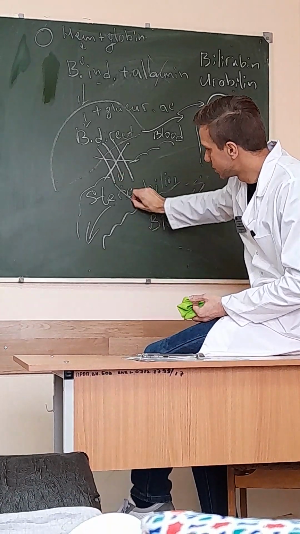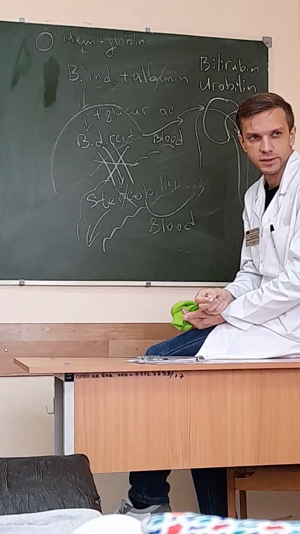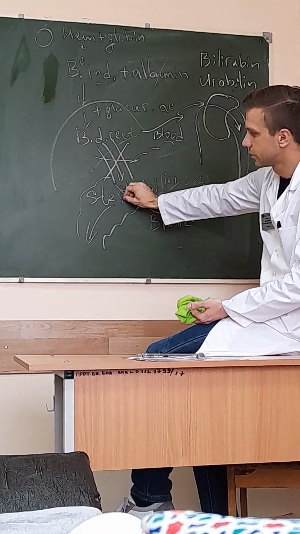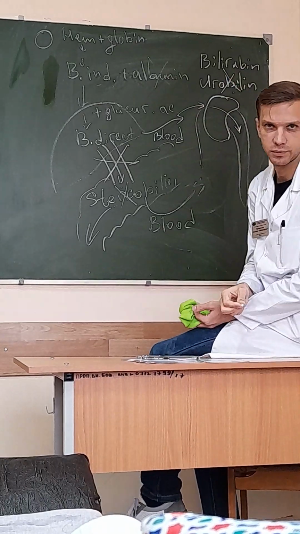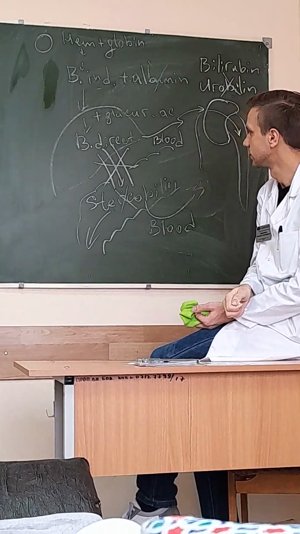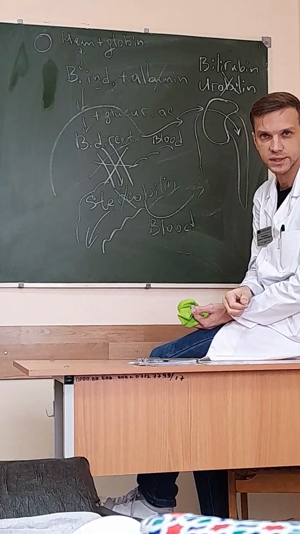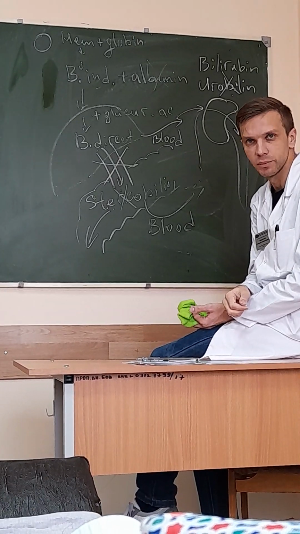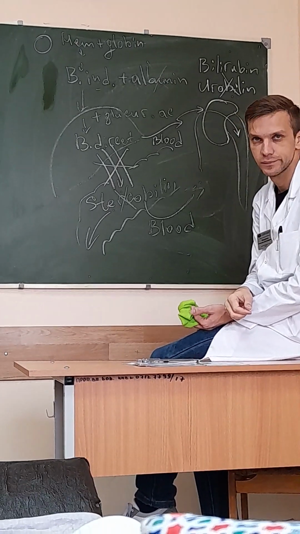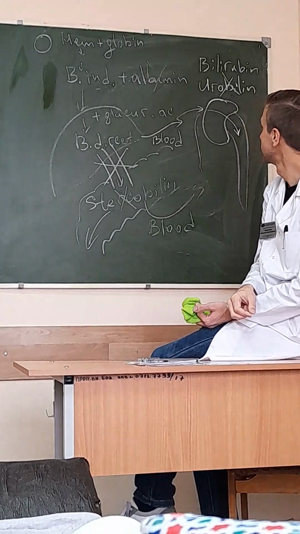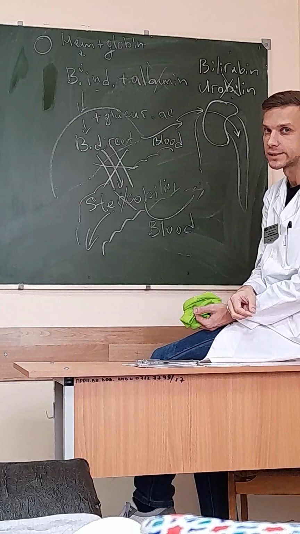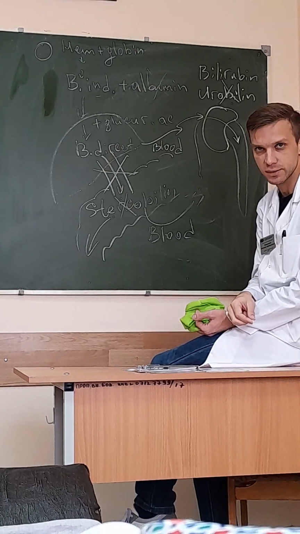Stercobilin will not be produced. Feces are colorless. Because of the absence of stercobilin, urobilin will not be produced. That's why in the blood we will see an increased amount of total bilirubin because of direct bilirubin. Feces are pale or colorless. Urobilin in the urine is absent, bilirubin is present.